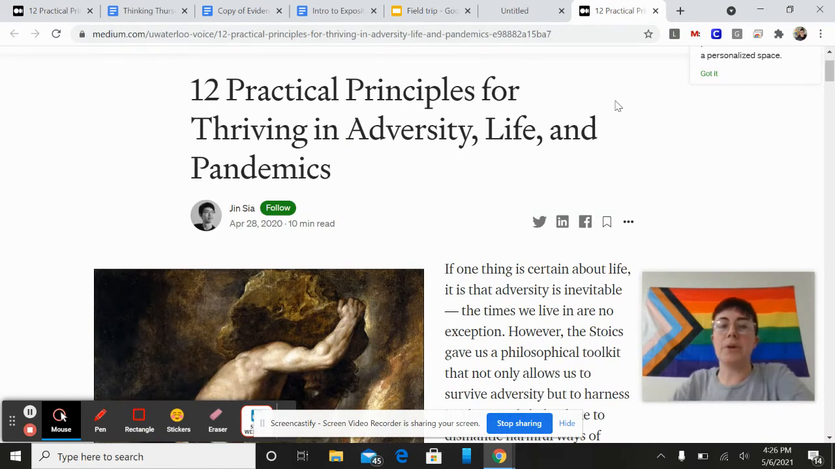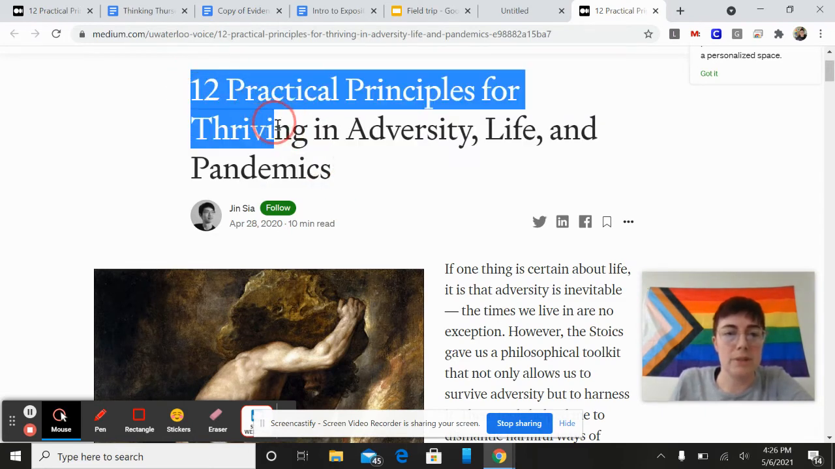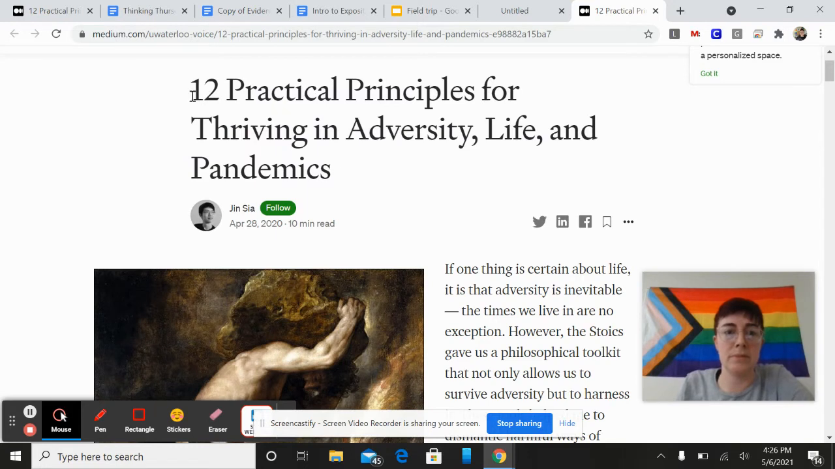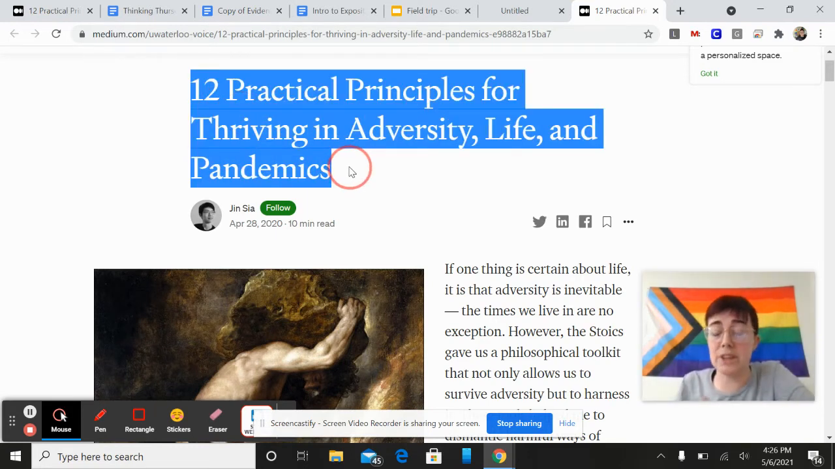Okay, so here's our title, here's our article. It's called 12 Practical Principles for Thriving in Adversity, Life, and Pandemics. So right here, we have our title. So that tells me something. What does this title tell us about the article? It gives us exactly what the article is going to be about.